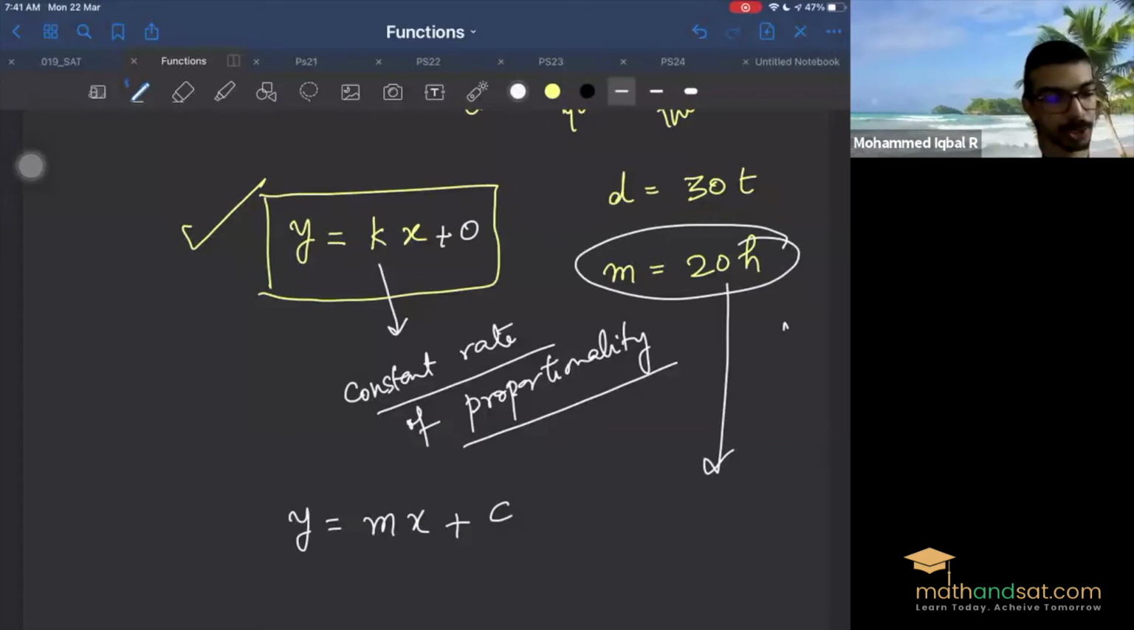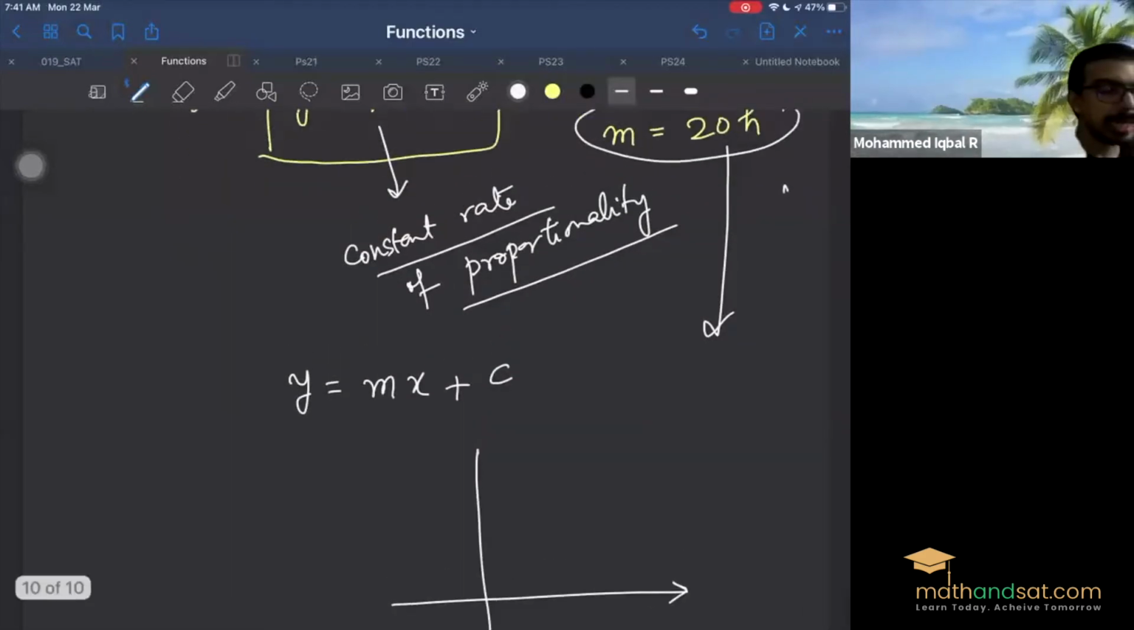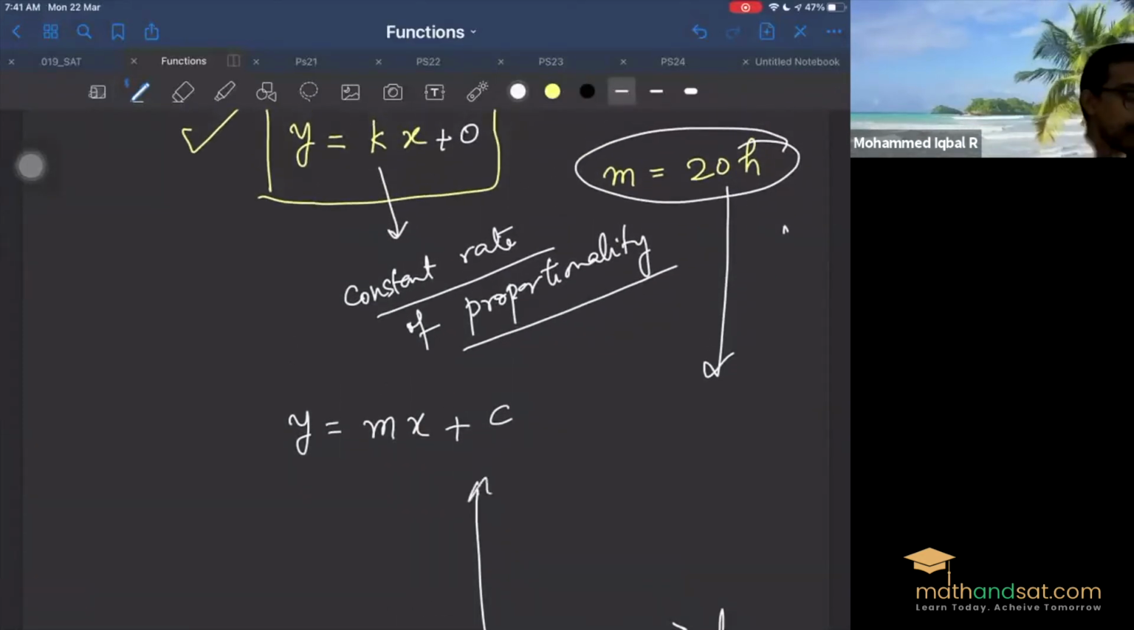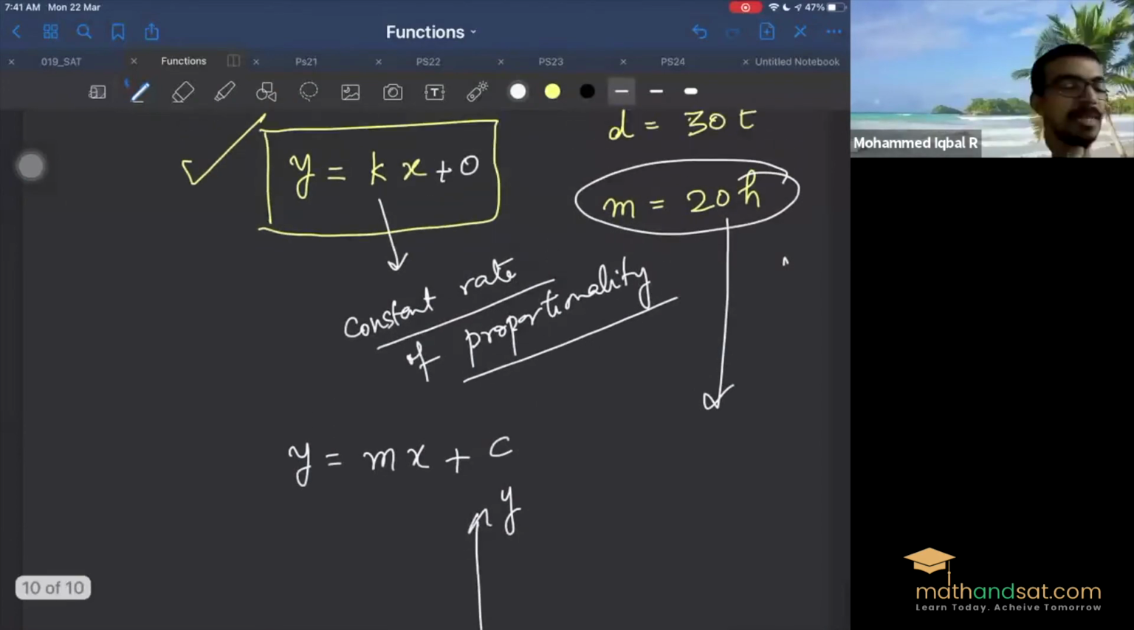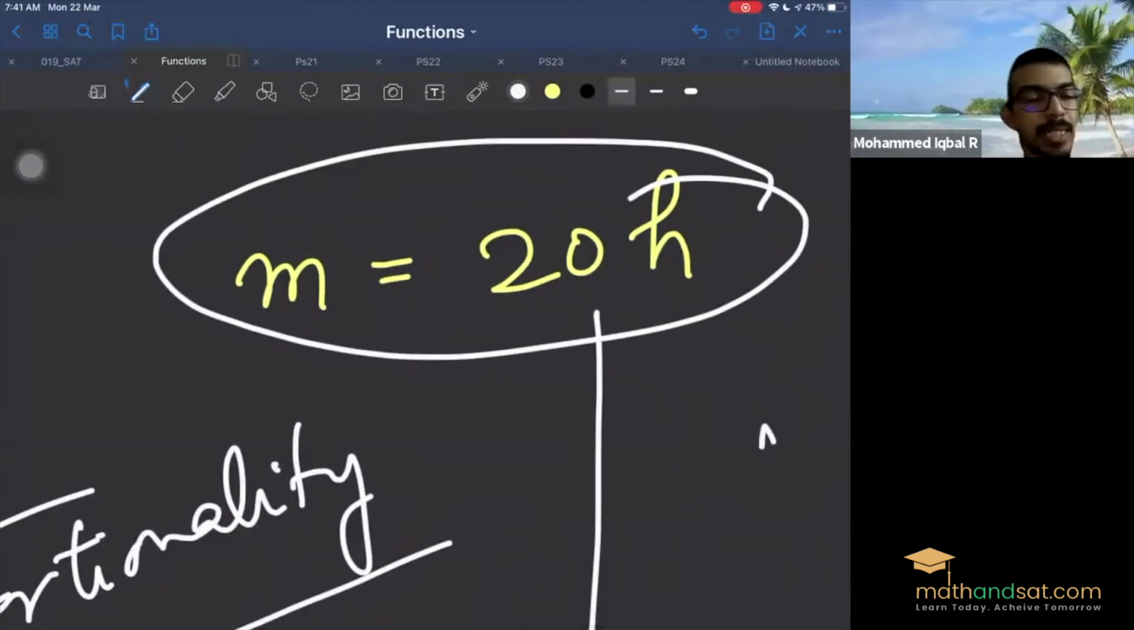m is equal to 20h, m is equal to 20h. So you have h here on the x-axis and m on the y-axis. There is something very peculiar about the graph of m is equal to 20h. Can you tell me what will be the peculiarity of the graph of m is equal to 20 times h?